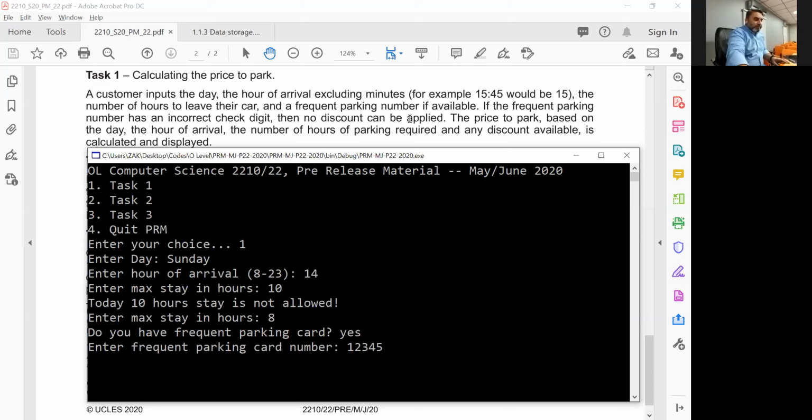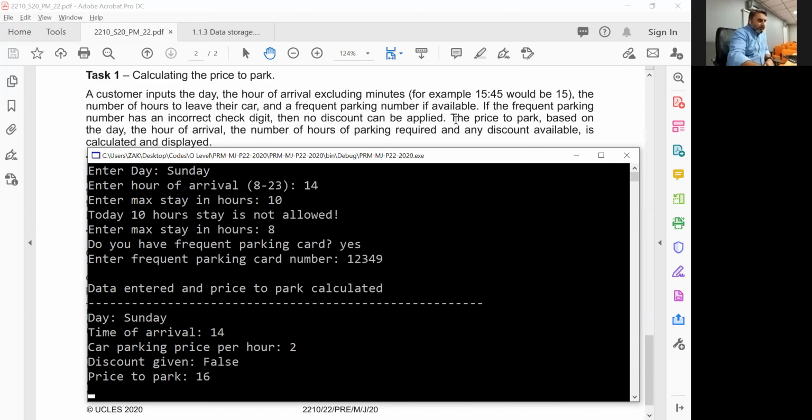So let's enter a wrong one. Let's say I have entered 12349. The correct one was 12345. So it is wrong. It didn't say anything about it, but discount given is false. So the price to park is 16.